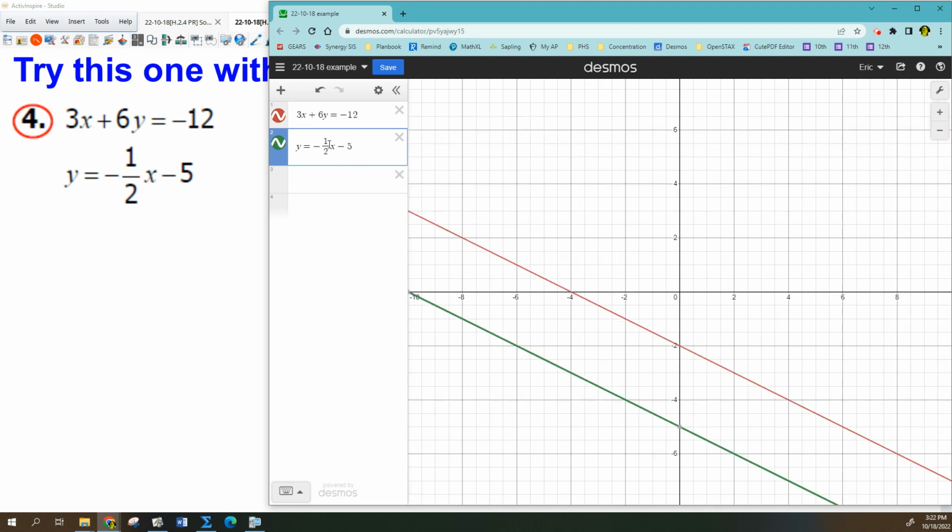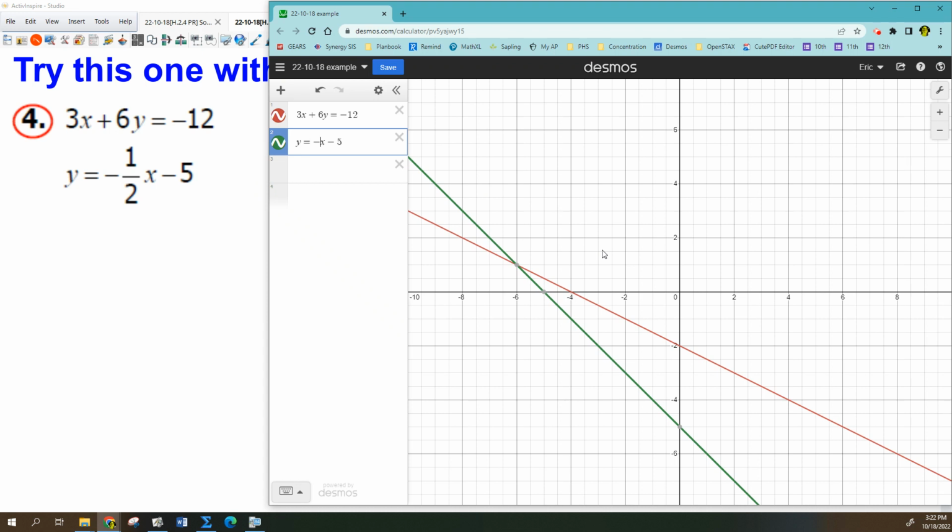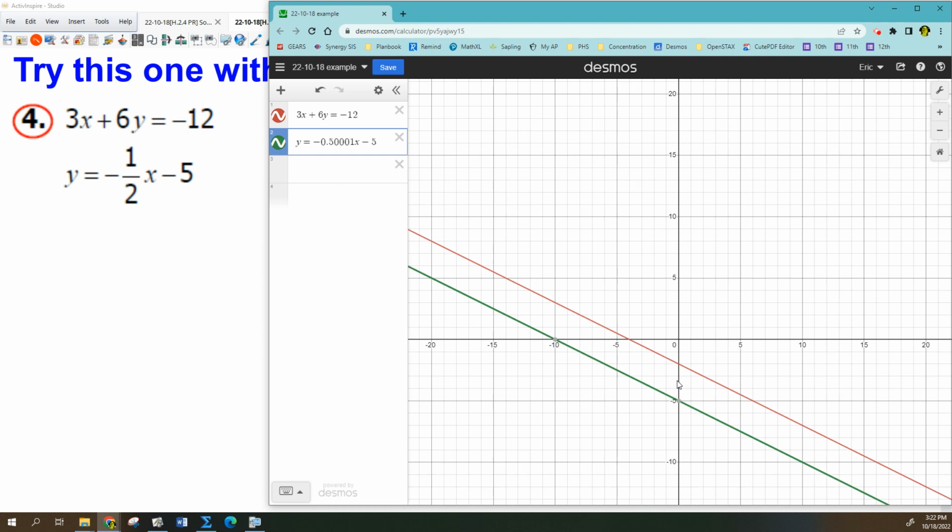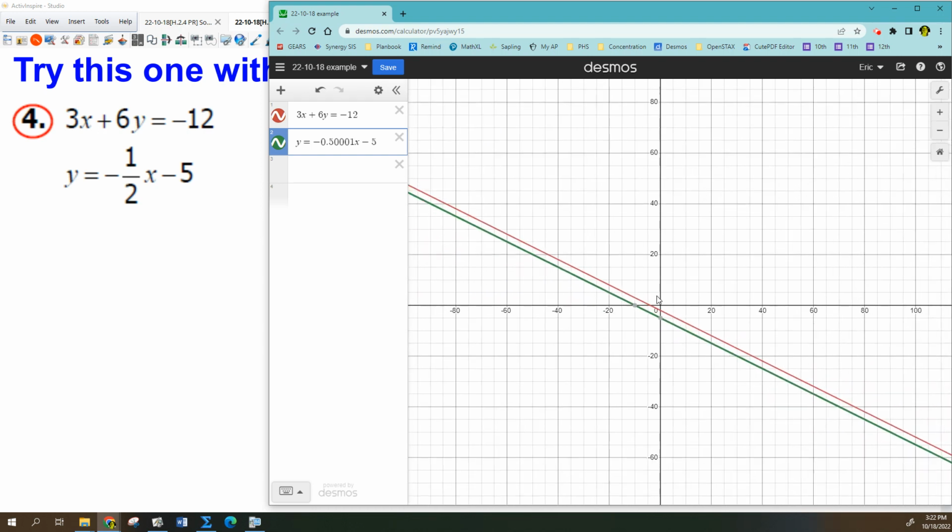Let me change this negative 1/2 x. What if I change that? I've never done this before. This is brand new stuff. So what if I make that negative 0.50001? Those look pretty parallel, don't they? But they're not going to be. Oh, this is a good idea. I never thought of this.